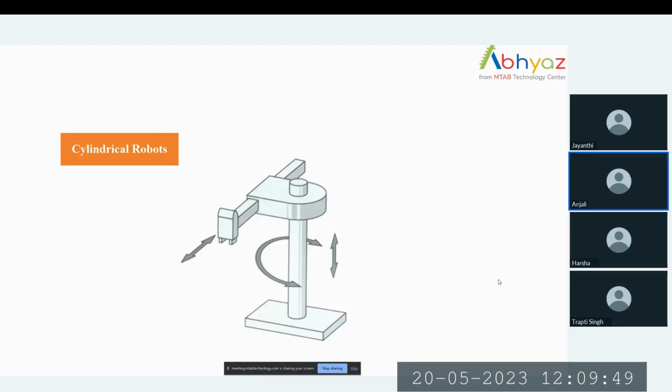The next one is the cylindrical robot. A cylindrical robot is that type of robot which provides rotation at the base and movement in an upward and downward direction.